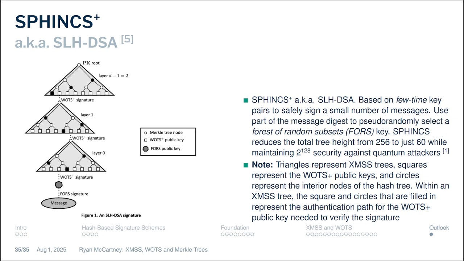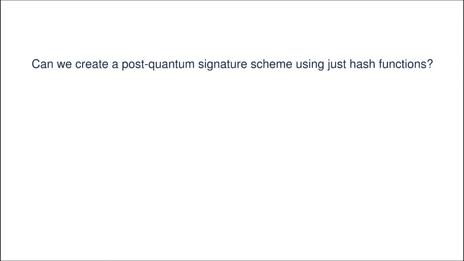So we have a tree height of 256, and SPHINCS reduces this to 60, with still having 2 to the 128 security. Our initial question can now be answered. Can we create a post-quantum signature scheme using just hash functions? And the answer is very much yes.